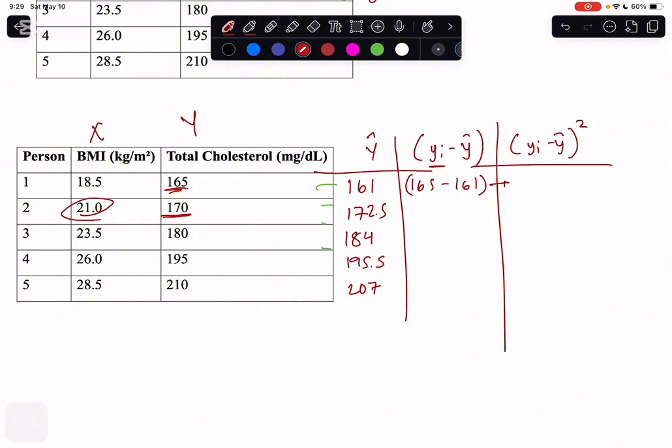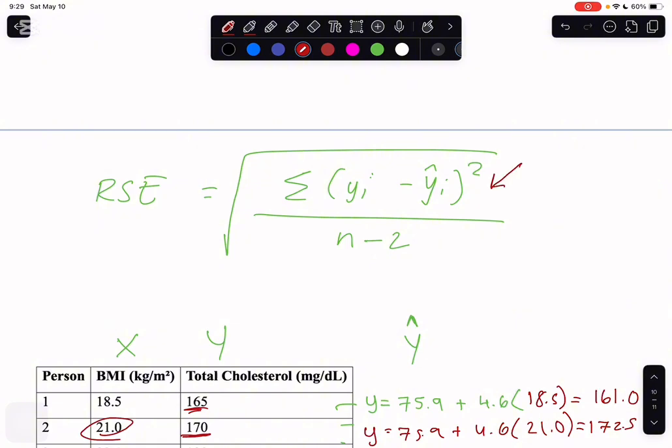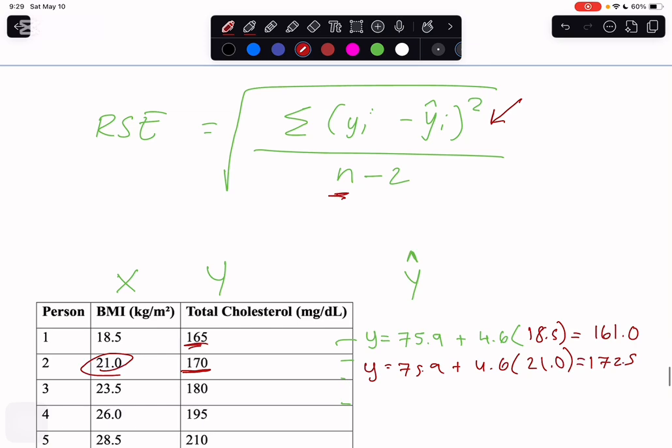So 4 squared is 16, so you're gonna get the value of 16. You calculate all of them, then you're gonna do the summation of it, meaning all the values added together, and you're gonna get the upper part of this equation. Then n minus 2, where n is the sample size, which is 5, so 5 minus 2.